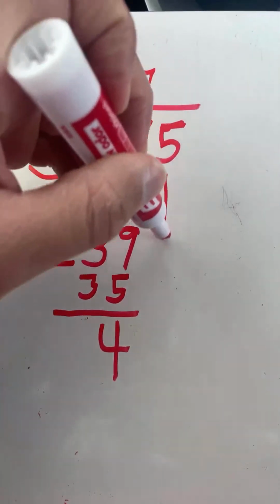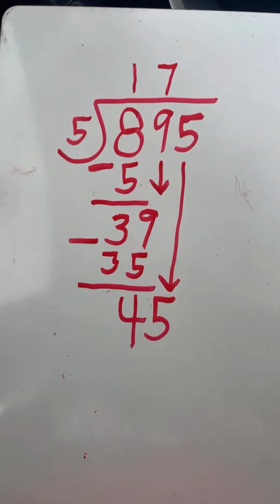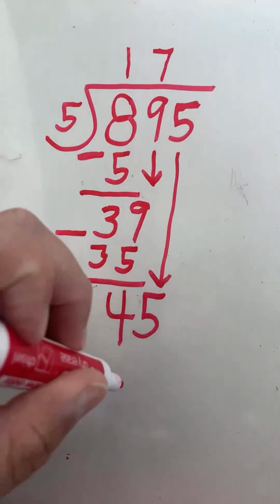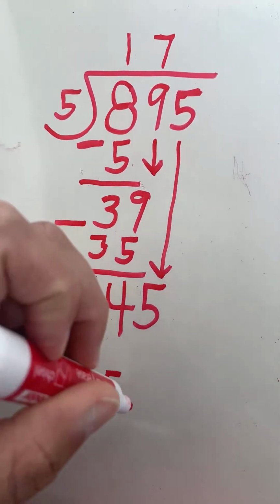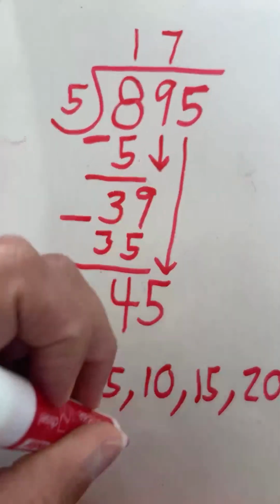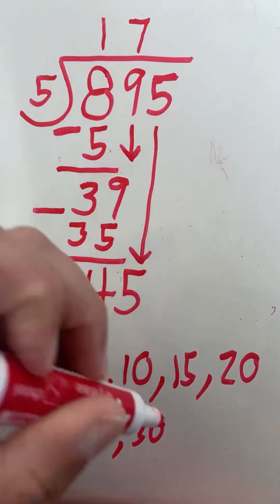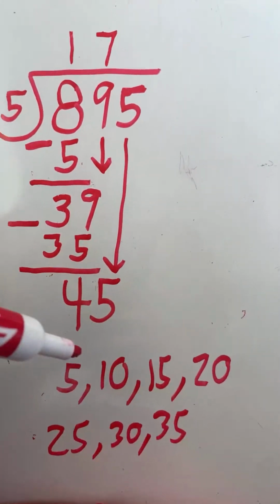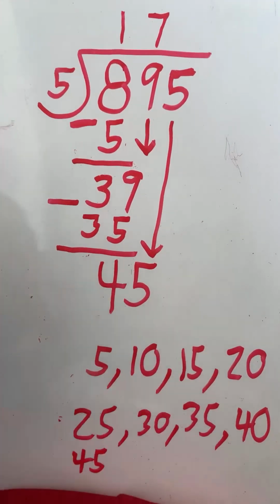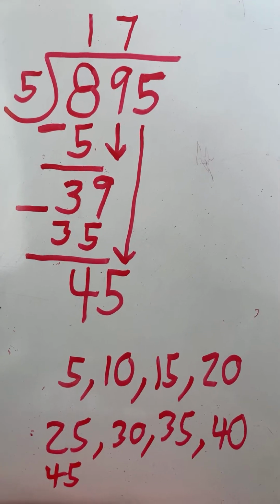Next, we bring down the 5. So now we have to figure out how many groups of 5 go into 45. So counting by 5s: 5, 10, 15, 20, 25, 30, 35, 40, 45.